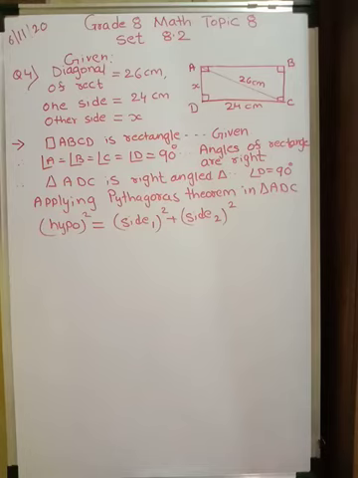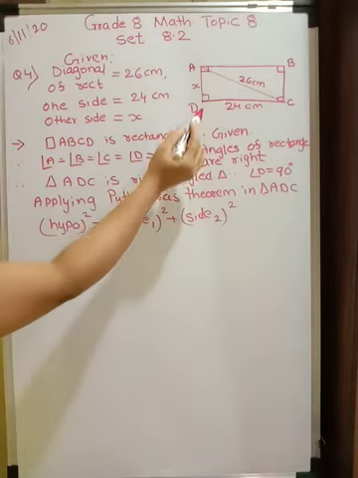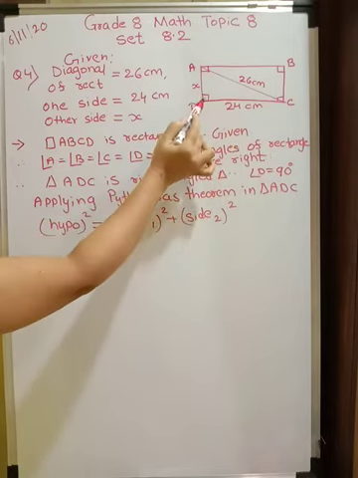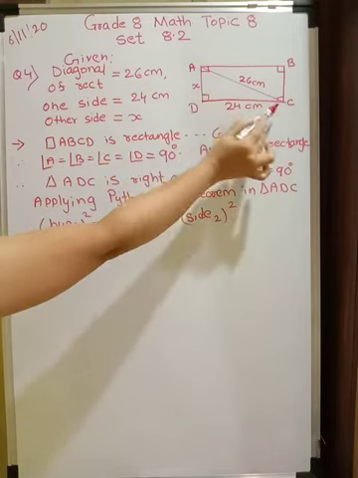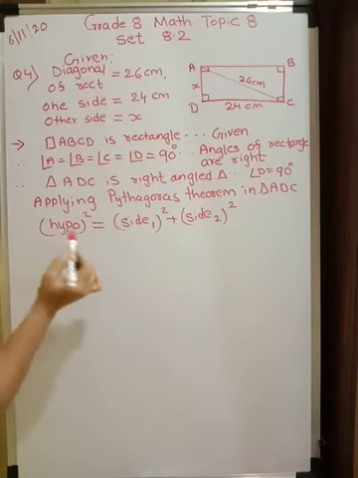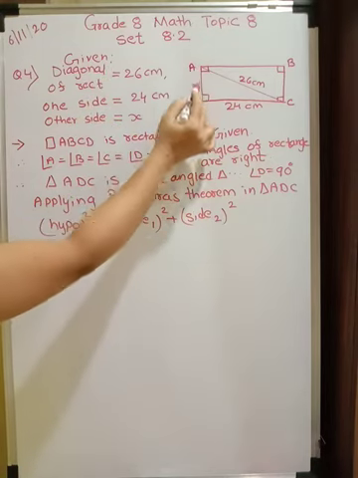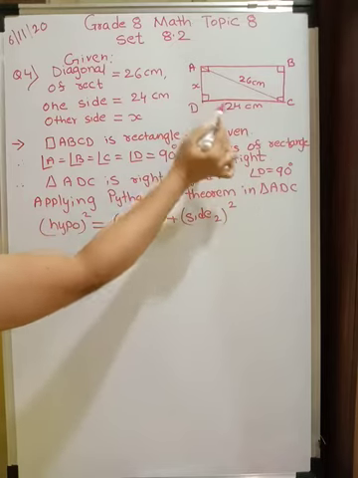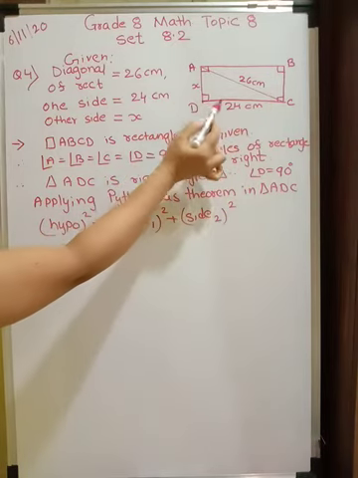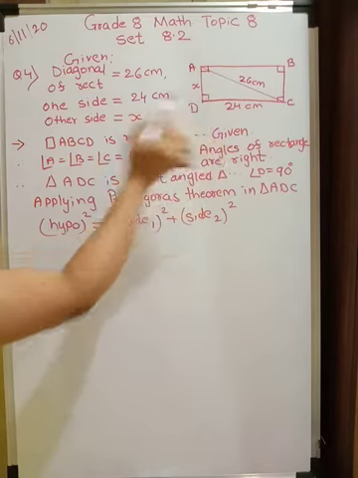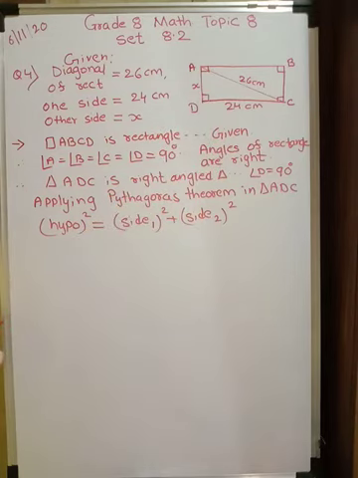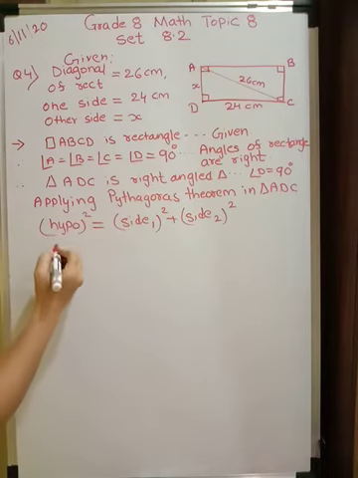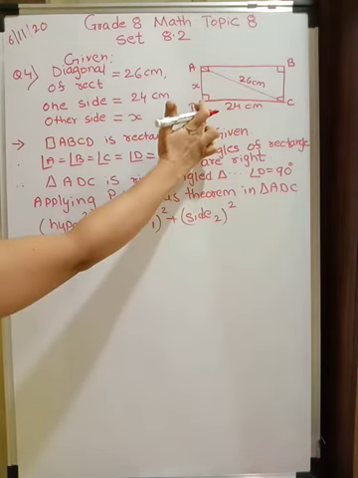What is Pythagoras theorem? In a right angle triangle, hypotenuse square. Hypotenuse means what? Side opposite to 90 degrees. Hypotenuse square is always equal to side 1 square plus side 2 square. And what are side 1 and side 2? These are the sides which are making the right angle. Are you understanding me?